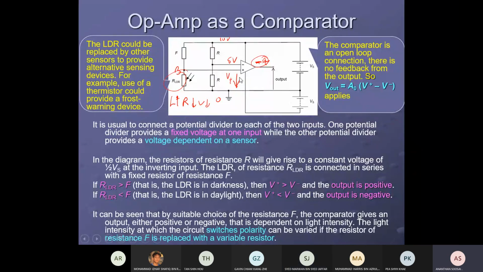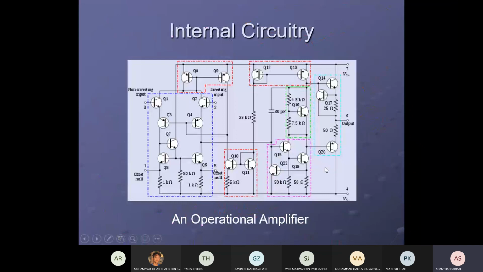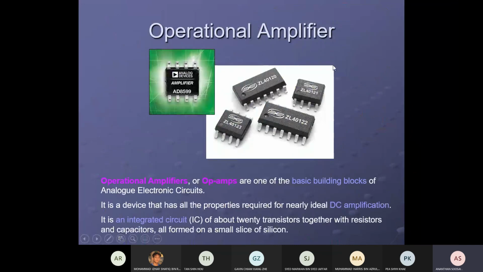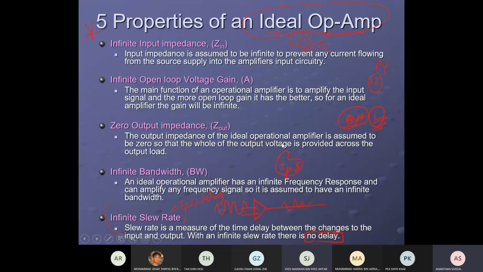Okay, guys, so I stop here. Time's up. But this is the introduction. Tomorrow we will continue with this. So what did you learn today? You learned about 4 sensors. You learned about op-amp introduction. What is the formula followed by the op-amp and the 5 properties.